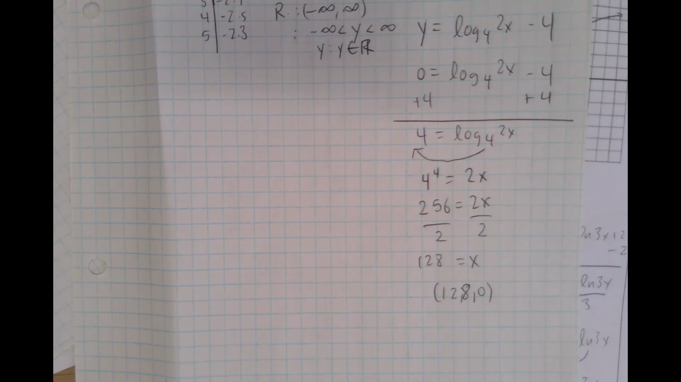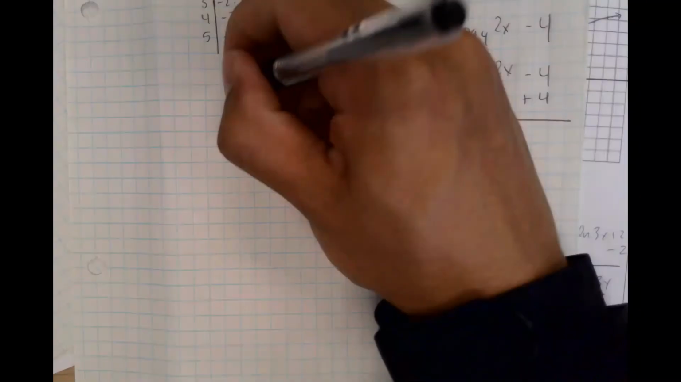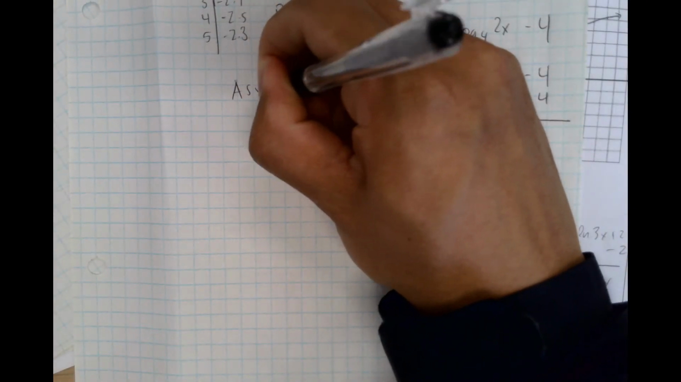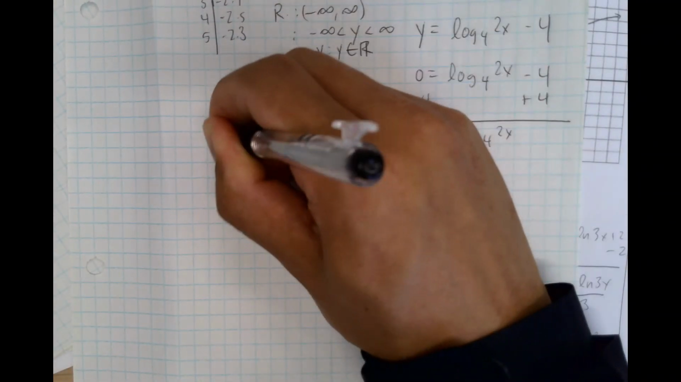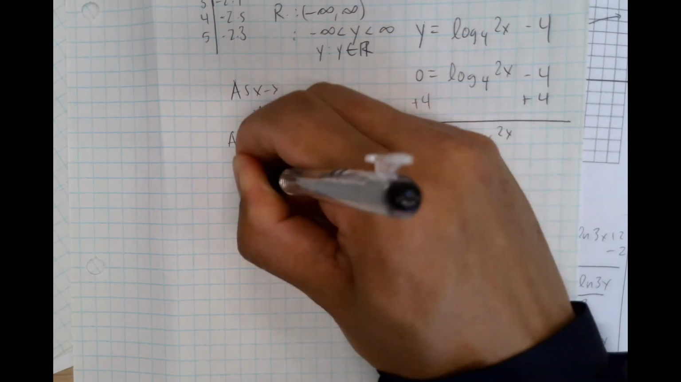Okay, we're almost done. So this is the x and y intercepts. I will say that for your x and y intercepts, you usually have to solve for them for logarithms. For the other one, it's easier for exponential. Okay, so the last part is as x approaches, y approaches, and as x approaches, y approaches.